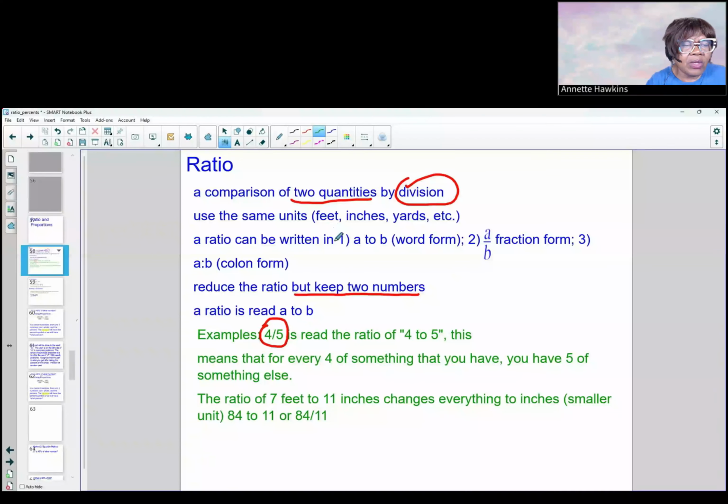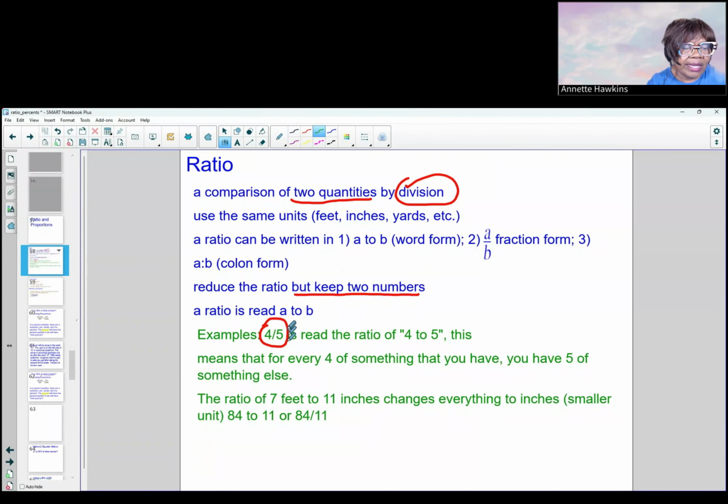A ratio can be written in one of three ways: word form, A to B; fraction form, A over B; colon form, A colon B. We need to reduce the ratio, but we have to keep two numbers because we are comparing, and you have to have two quantities. A ratio is read A to B.